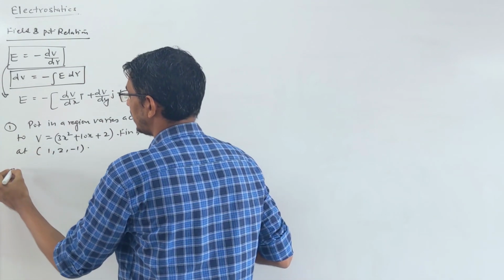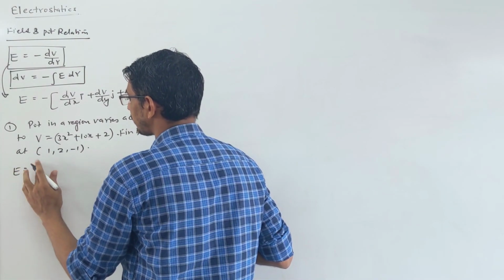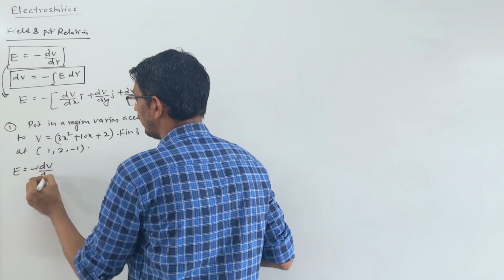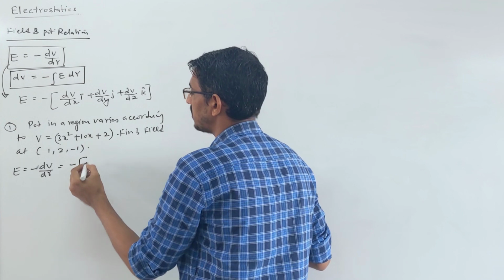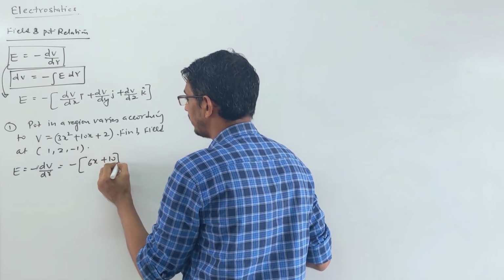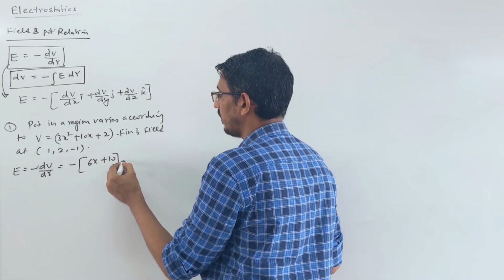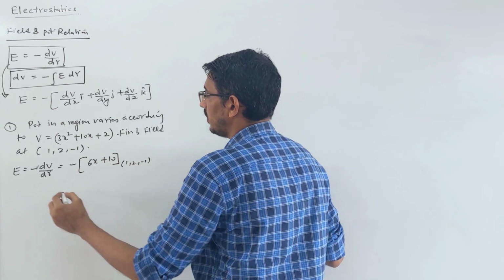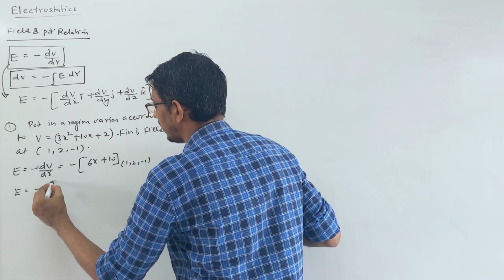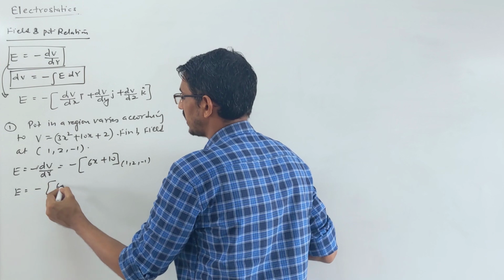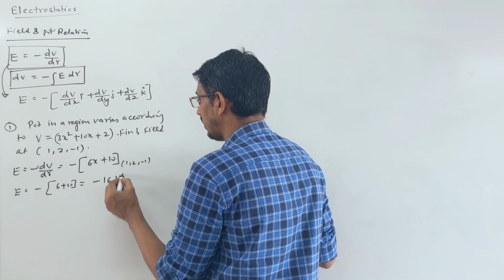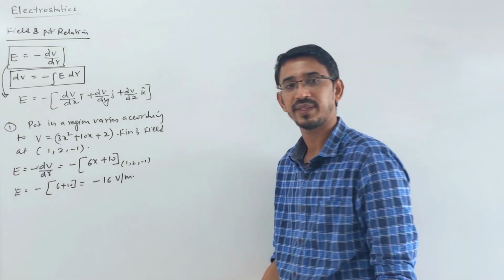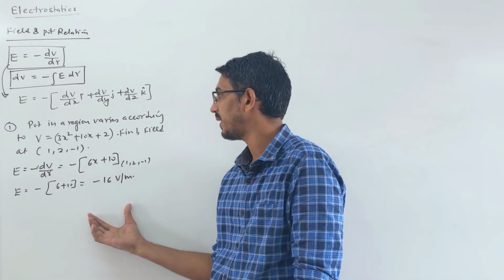So let's answer this. You say that E is equal to minus dV by dr. So minus outside. Let's differentiate. The given equation gives 6x plus 10. Coordinates are given as 1, 2, minus 1. So when you put in this coordinate, you get minus of 6 times 1 plus your 10. The answer is minus 16 volt per meter. Correct. Any problem? This is very easy, right?